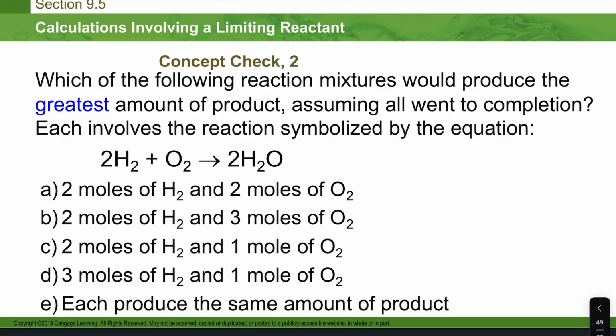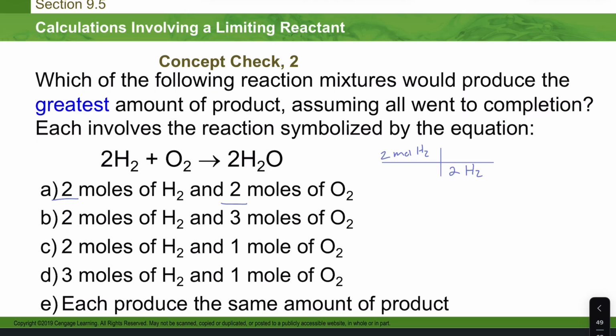So, which of the following reaction mixtures would produce the greatest amount of product, assuming all went to completion? Each involves the reaction symbolized by the equation. If I have 2 moles of H2 and 2 moles of O2, how is this going to work out? Let's try one. So 2 moles of H2. This is what we'll start with. We're starting without grams, which is going to be great. 2H2, we'll use the equation for every 2H2.